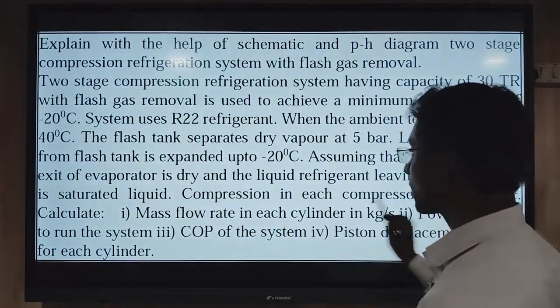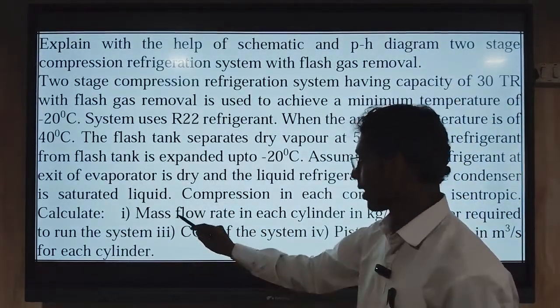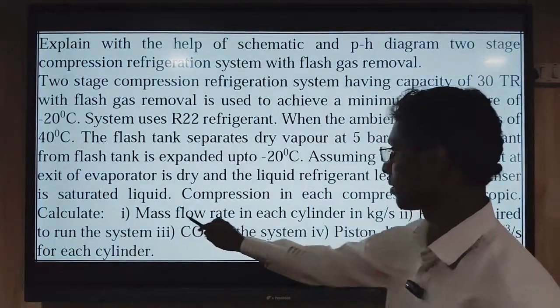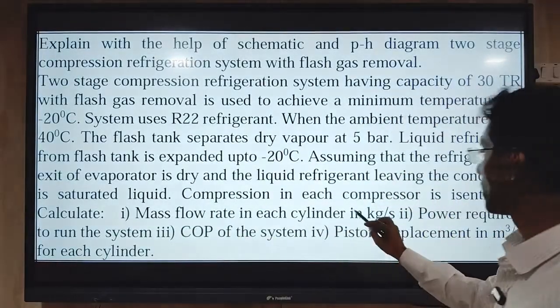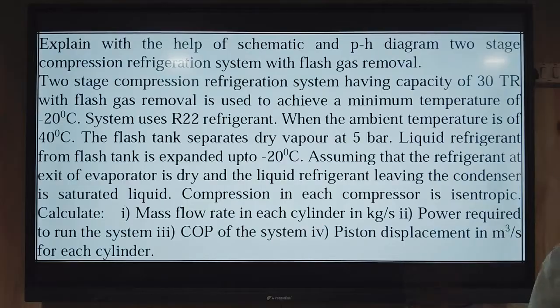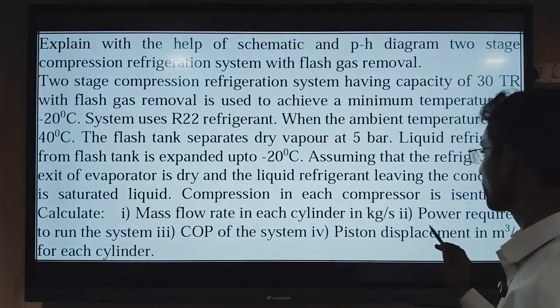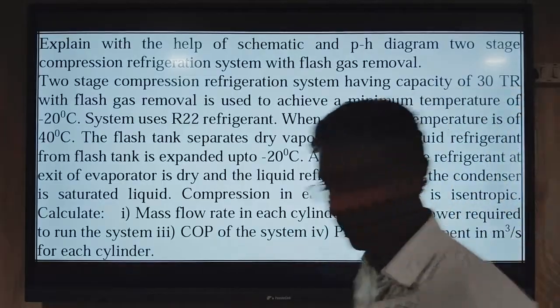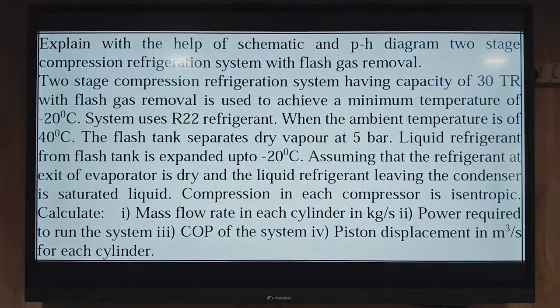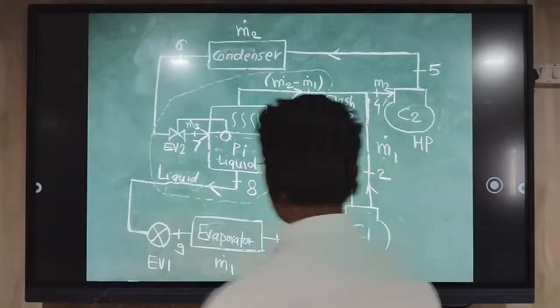Compression in each compressor is isentropic, and we have to find the mass flow rate in each cylinder, the power required to drive the system, the COP, and the piston displacement. So now we will see one by one. For that we first need the pH diagram, and I will mention it briefly.